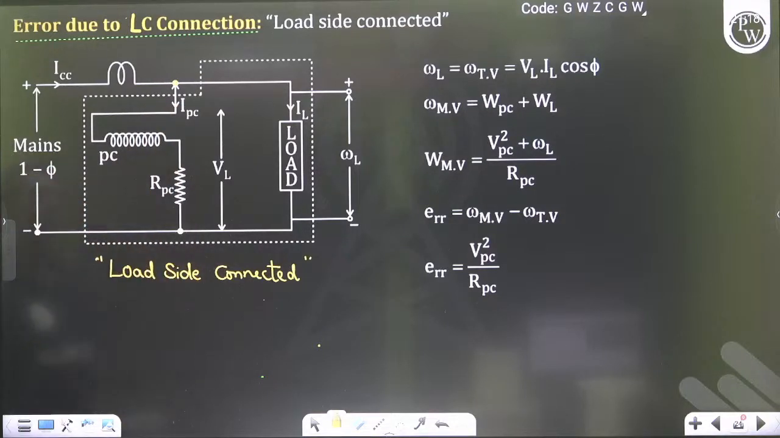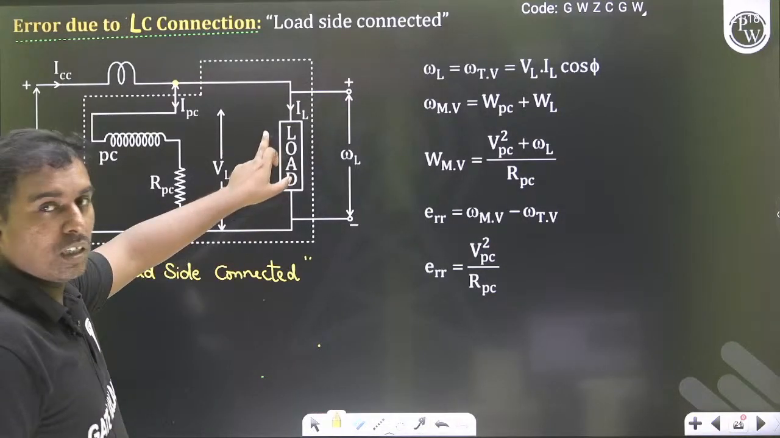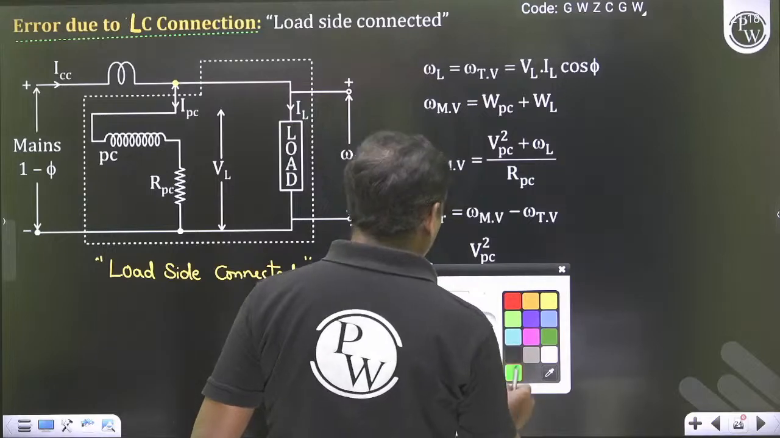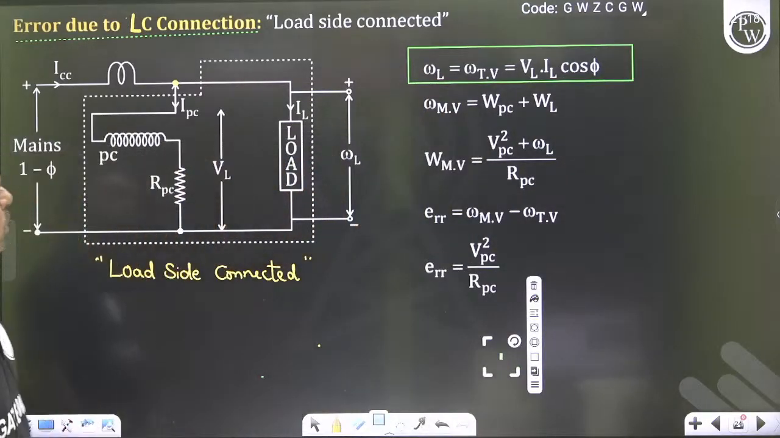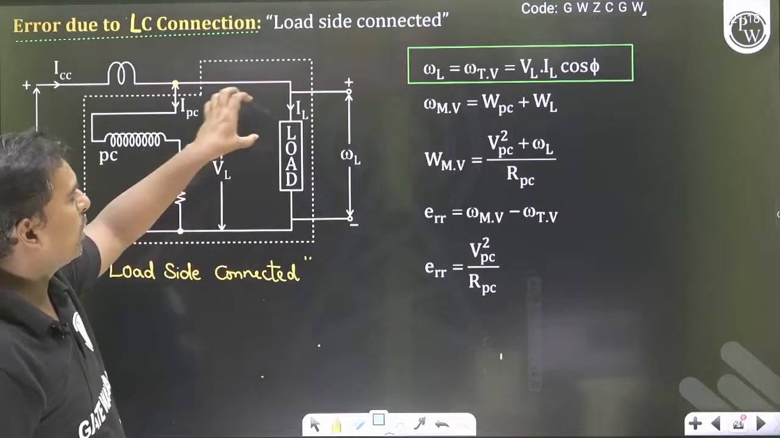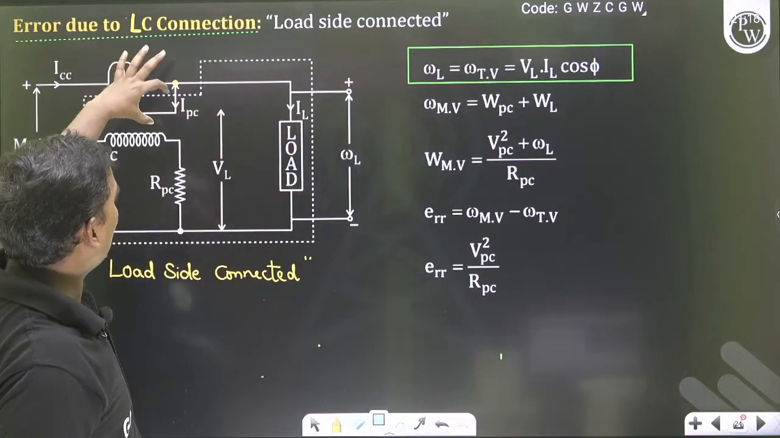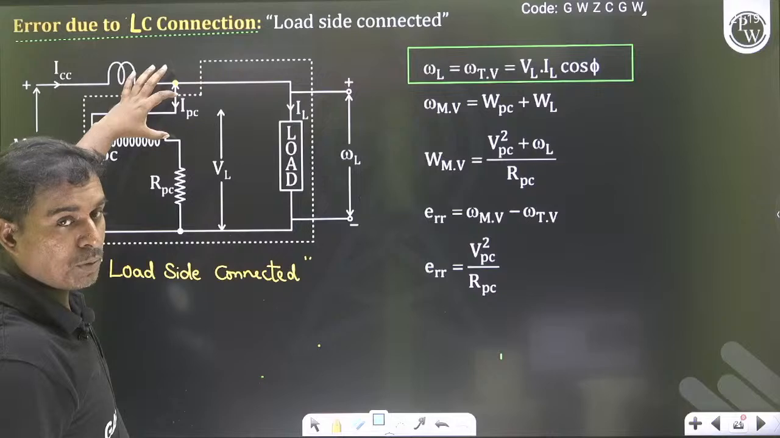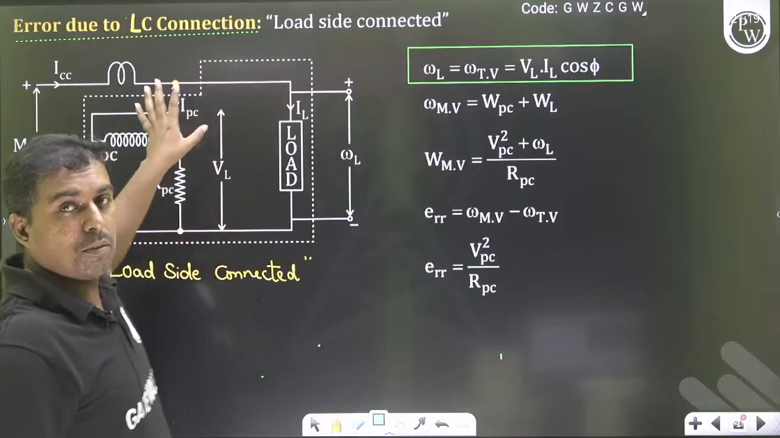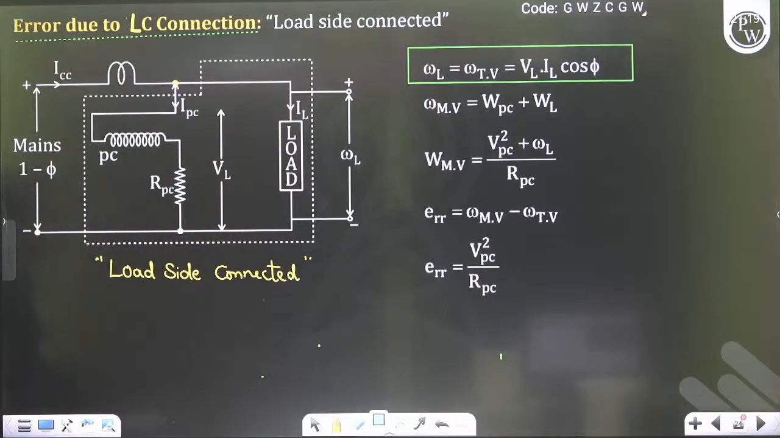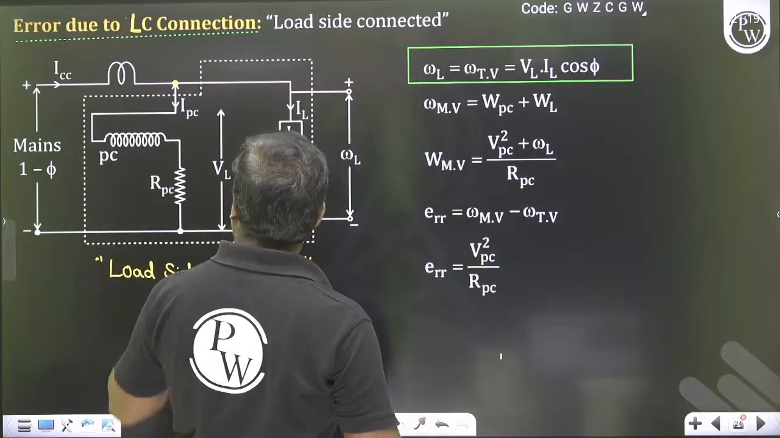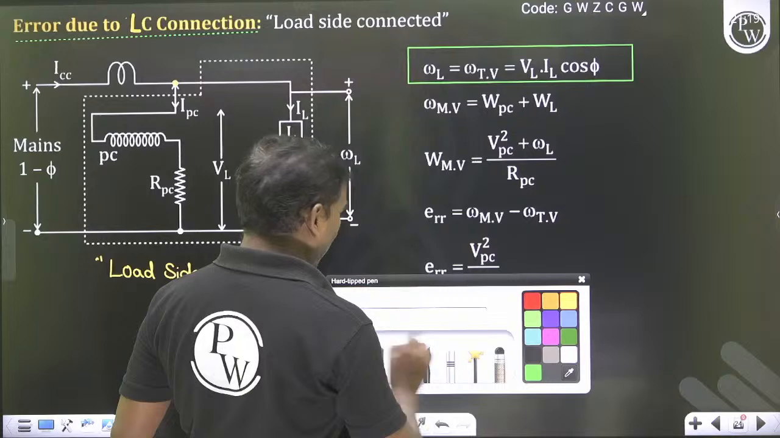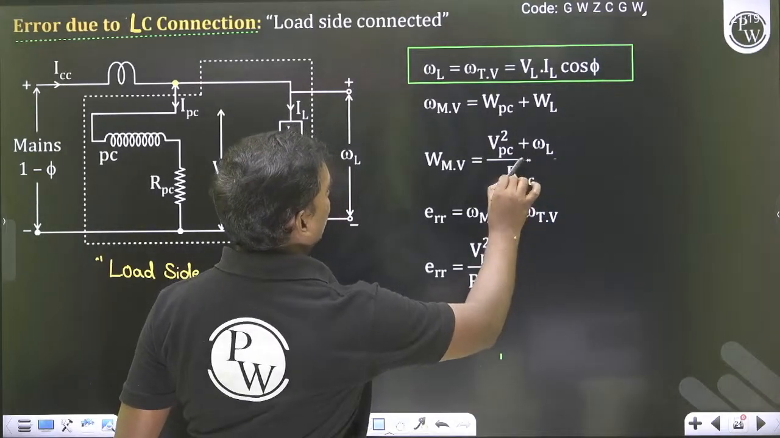If it is connected to the load side, then what is the true value? True value is nothing but VLIL cos phi. What is the power consumed across this particular load? So this is VLIL cos phi. Then what is the measured value? The measured value will be the power consumed by the load plus this particular pressure coil power consumed by the pressure coil. In addition to the load, the power consumed by the pressure coil also we have to consider. So power consumed by pressure coil क्या है? V square by R. Yes or not? So that I can take it as V square by R.